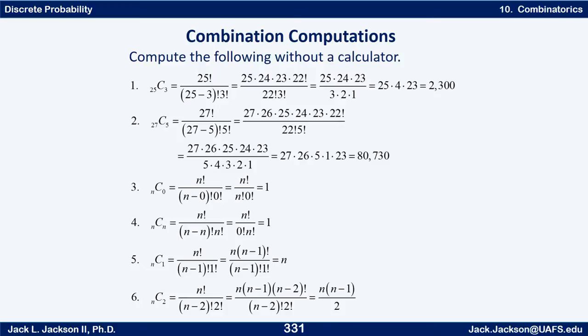27 choose 5. Here it is in factorials, but it really boils down to this. The first 5 factors, starting with 27 and going down by 1: 27, 26, 25, 24, 23. That's 5 factors. And then we have 5 factorial in the bottom. Let's see, I'm going to cancel the 5 with the 25 down to a 5. 4 times 3 is 12, times 2 is 24, so all that cancels the 24 down to 1. And then I just have to multiply these out, which I could certainly do by hand or a little faster on the calculator. 27 times 26 times 5 times 23 is 80,730.